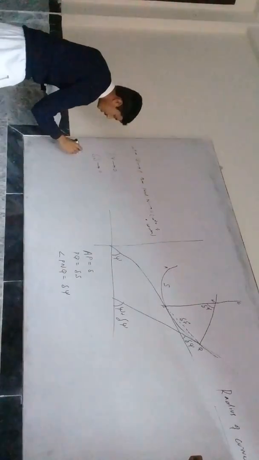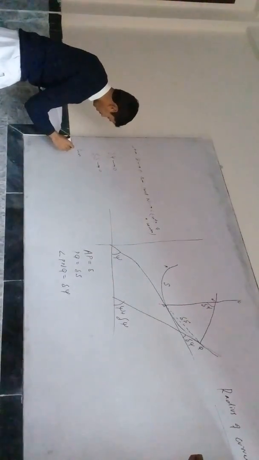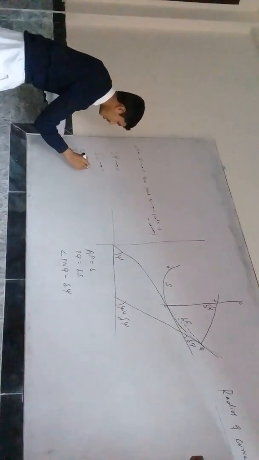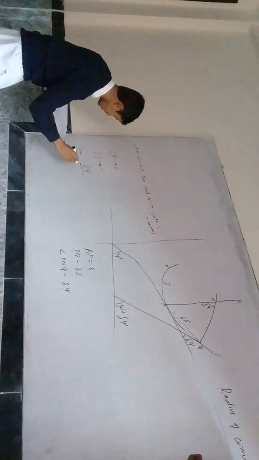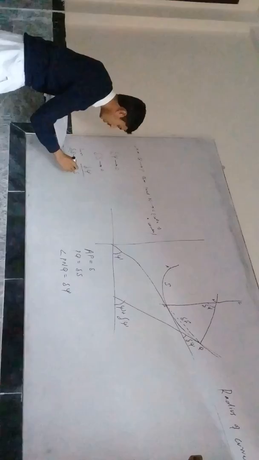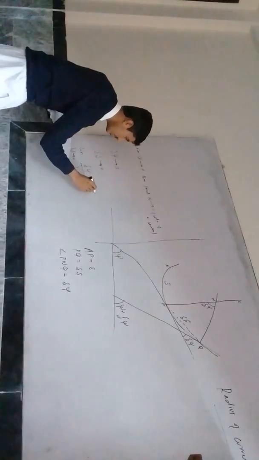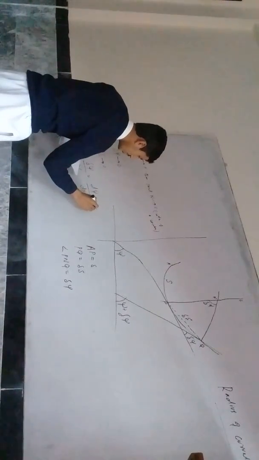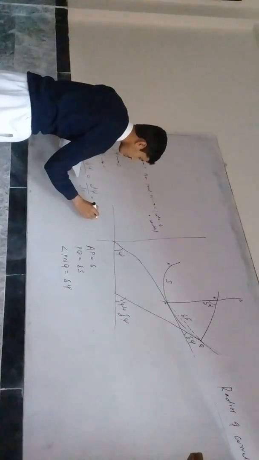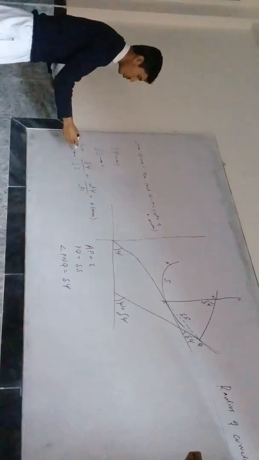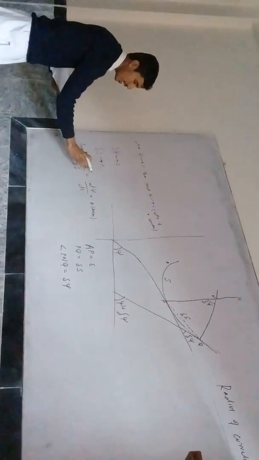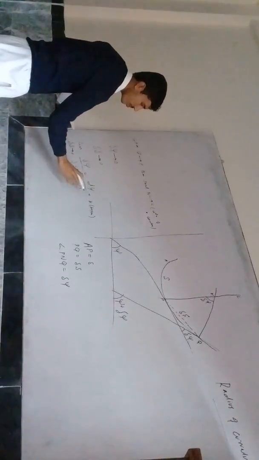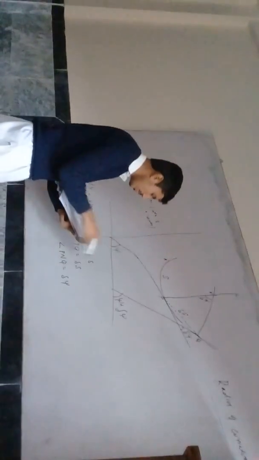Now, the limit as delta S approaches 0 of delta psi divided by delta S equals d psi divided by dS, which is equal to K, meaning kappa. When delta S approaches 0, the ratio between this delta psi and delta S will equal d psi divided by dS, which is the required curvature of the given curve.